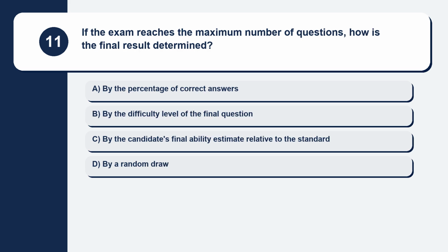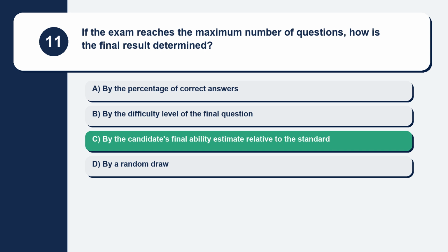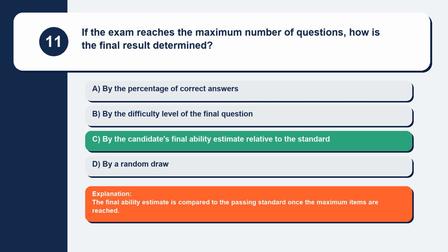Question 11. If the exam reaches the maximum number of questions, how is the final result determined? By the percentage of correct answers. By the difficulty level of the final question. By the candidate's final ability estimate relative to the standard. By a random draw. The final ability estimate is compared to the passing standard once the maximum items are reached.